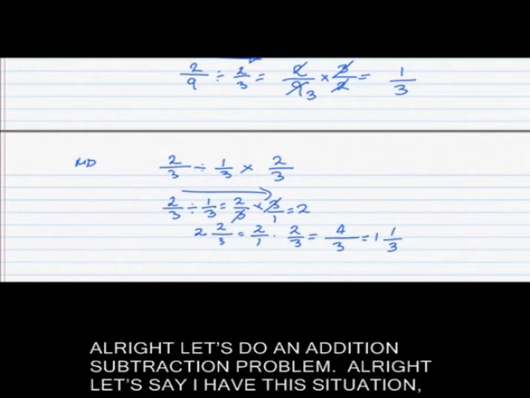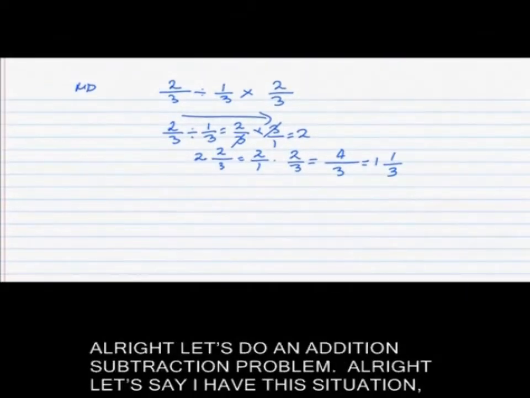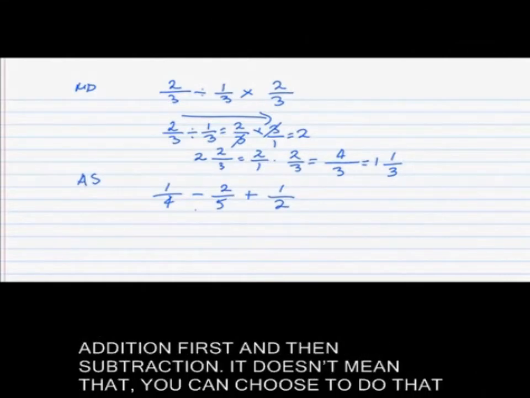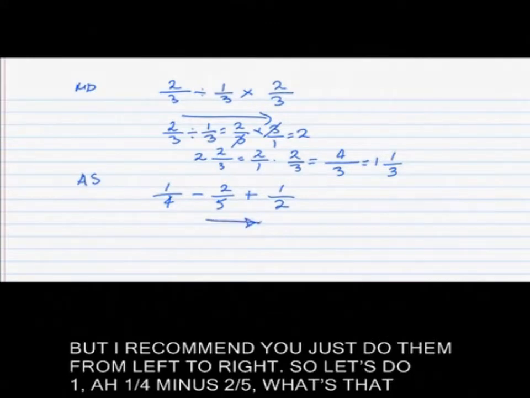All right, let's do an addition and subtraction problem. Let's say I have this situation: 1/4 minus 2/5 plus 1/2. How do I do that problem? It doesn't mean that I have to do the addition first and then subtraction. You can choose to do that, but I recommend you just do them from left to right. So let's do 1/4 minus 2/5.